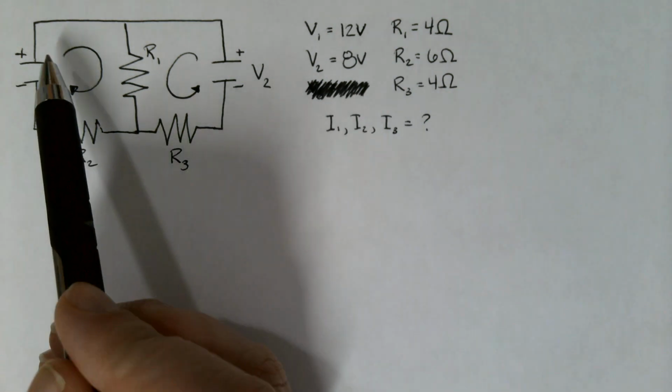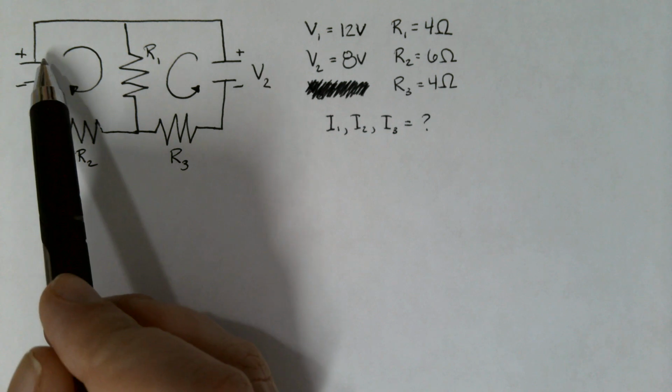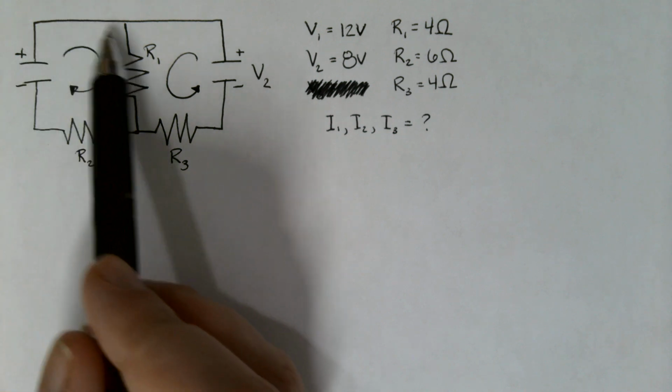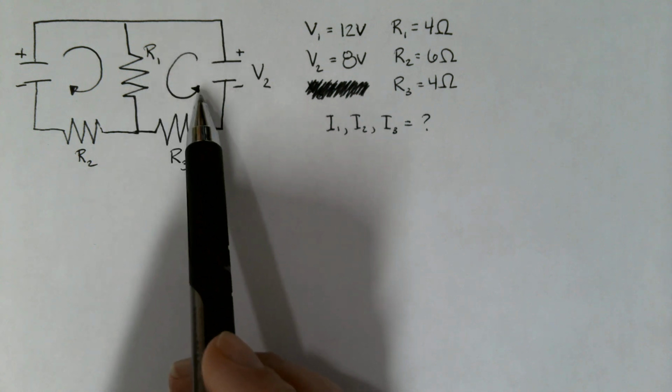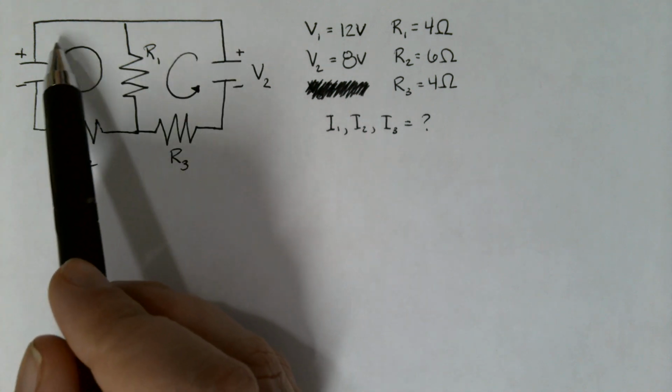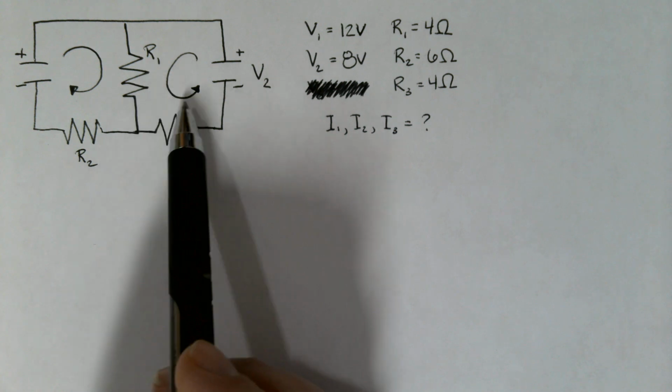I put in the direction of the arrows here. They always go from positive to negative. So positive is going in this direction, and then negative ends here. Same thing over here, positive in this direction, negative ending there. So this one is going clockwise, this one is counterclockwise.